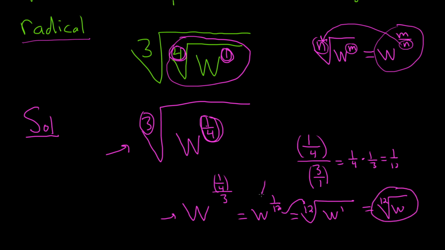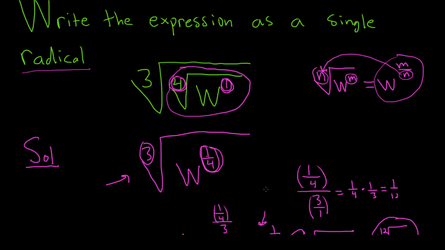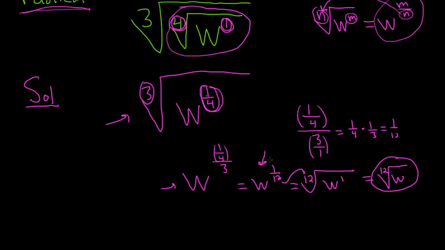So we couldn't stop here because the question wanted us to write it as a radical, right? If it didn't say that, we probably would have just stopped here, but we needed to go all the way. So yeah, I hope this video has been helpful.